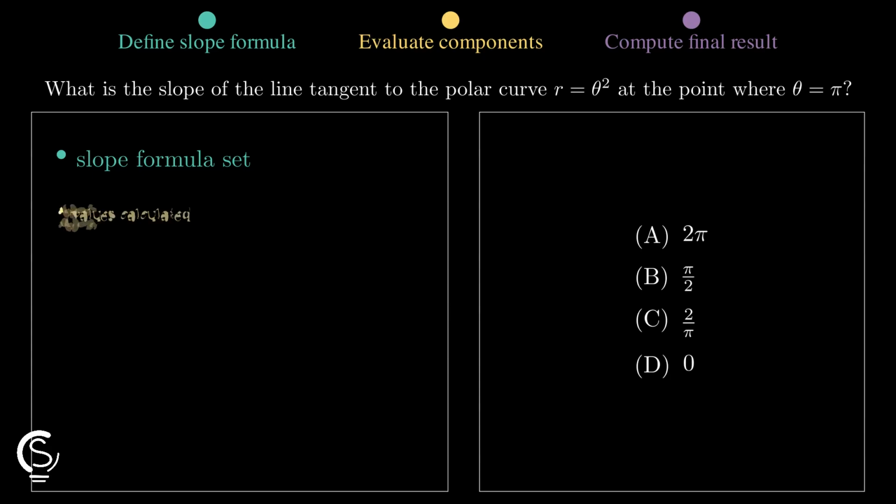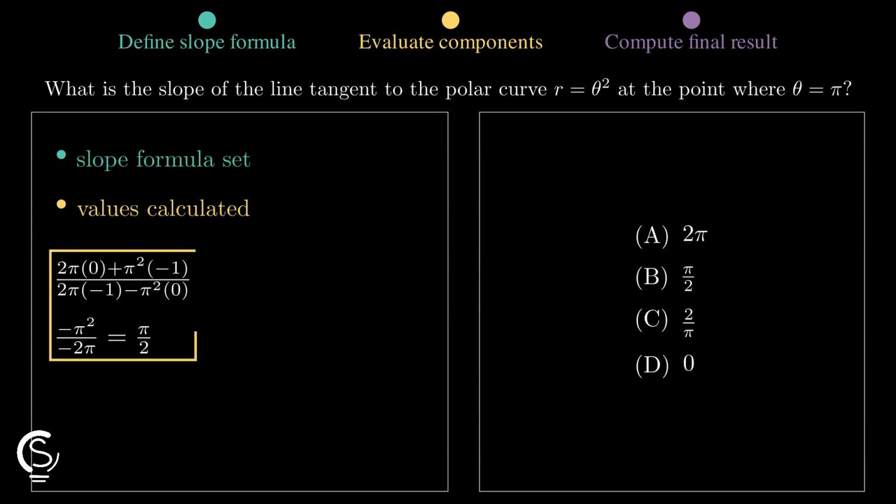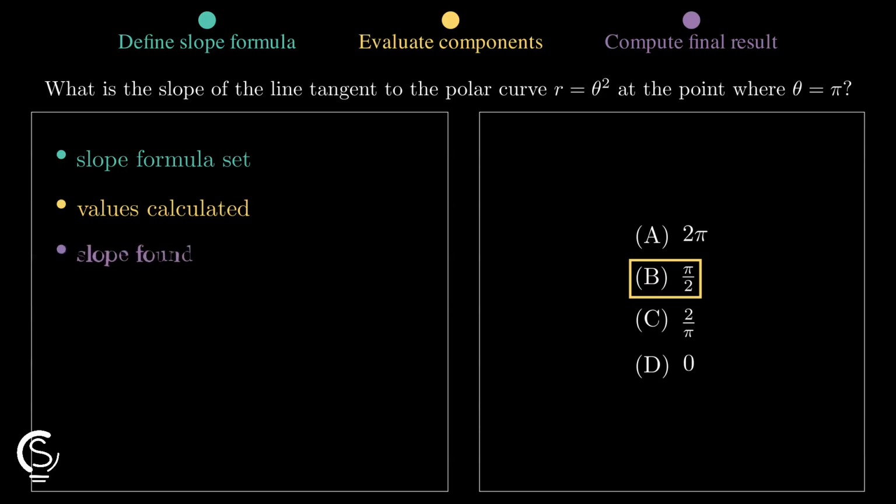Finally, plug these into our formula. With sine of pi being 0 and cosine of pi being -1, the expression simplifies to pi over 2. That is the answer.